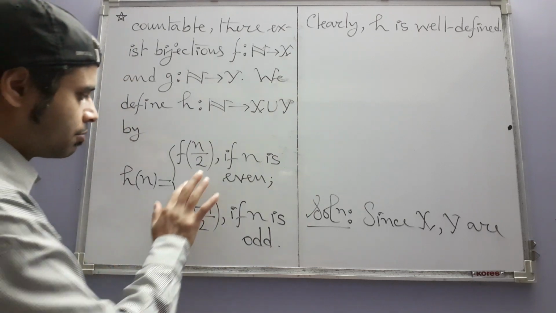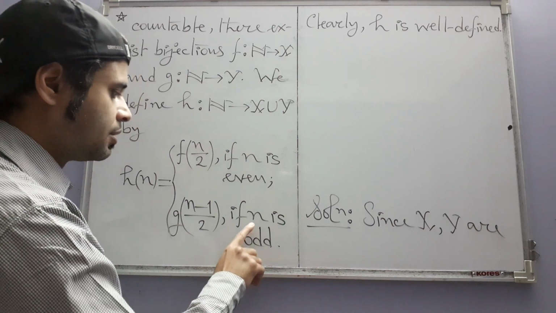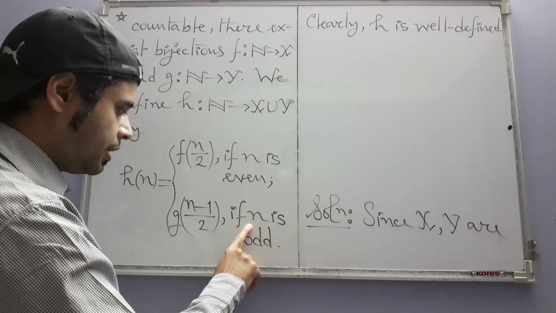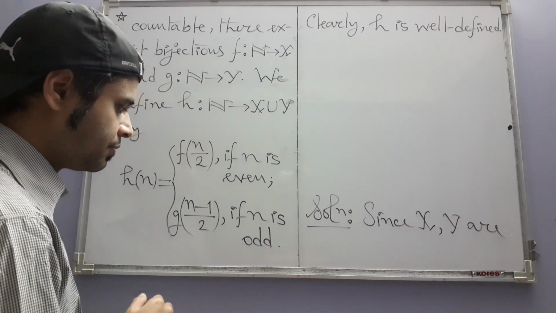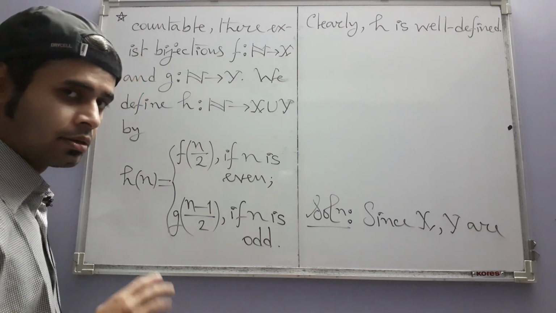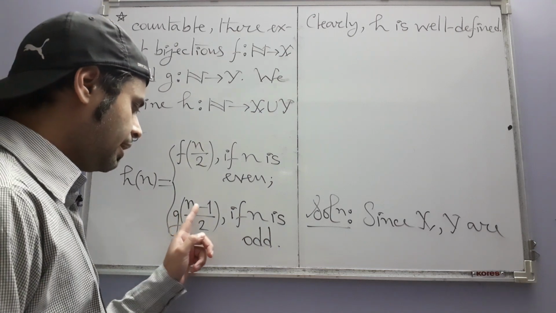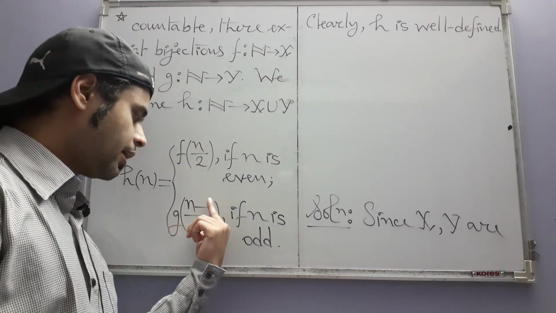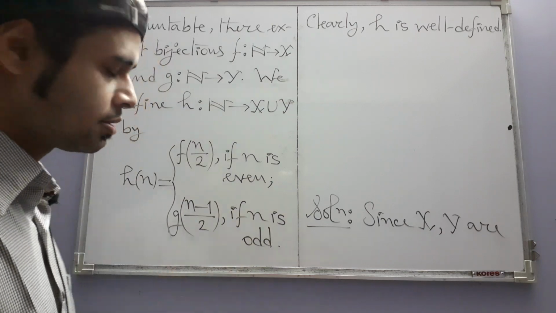So there is no problem if n is even. What happens if n is odd? If n is odd, then (n minus 1) divided by 2 is a unique natural number. How is (n minus 1)/2 a natural number? Because then n minus 1 is even, so (n minus 1)/2 is an integer. That much we can say.